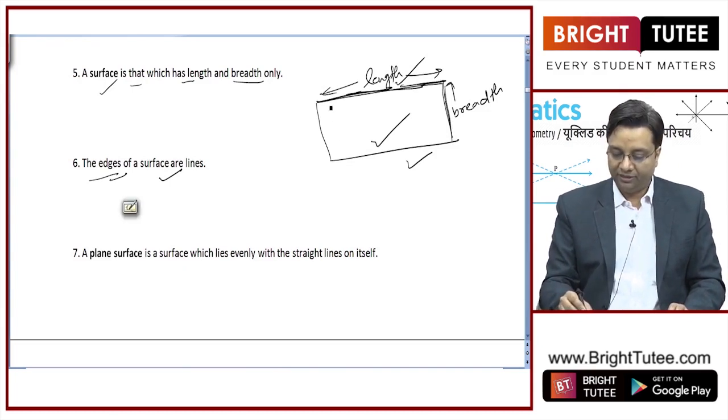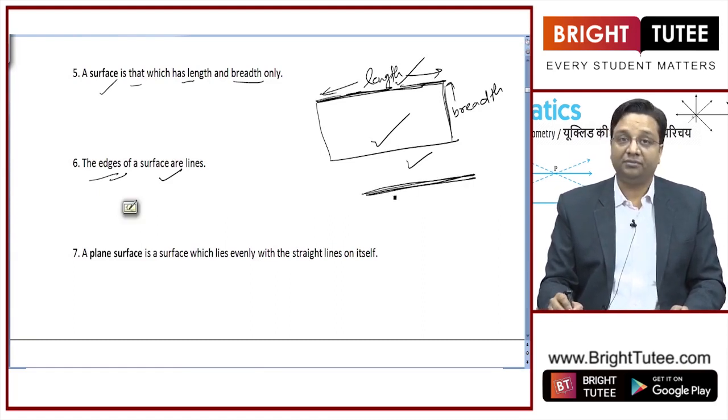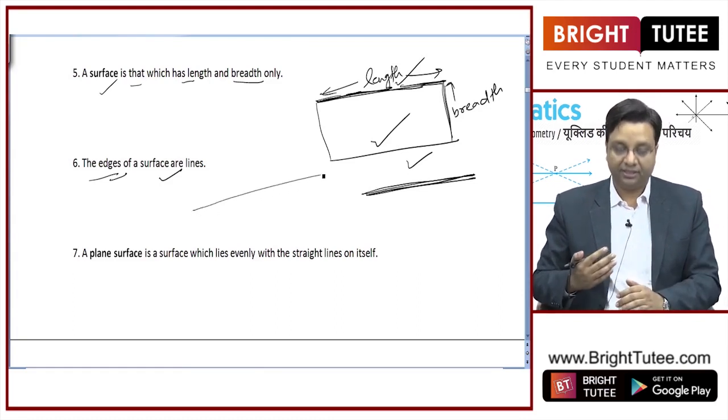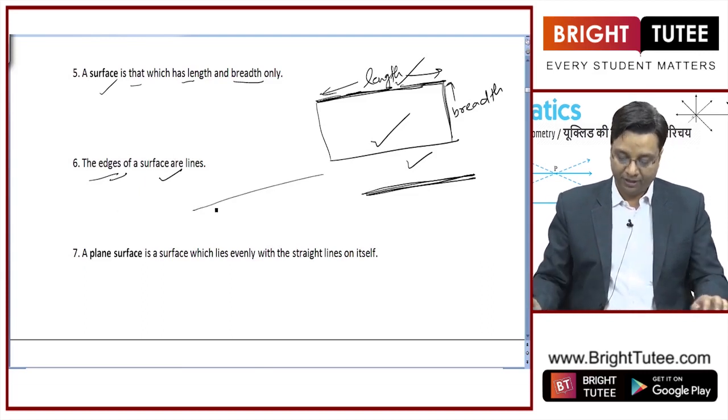And I have darkened it, but we cannot really darken it, because if I darken it, it will get certain breadth. This is like this. This is the edge of a surface and it is a line.